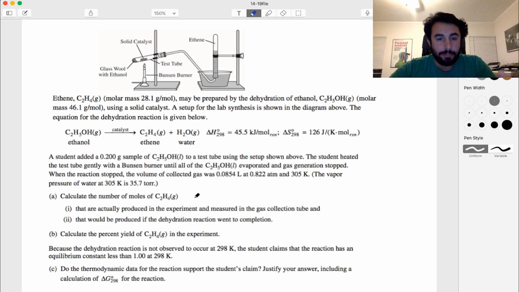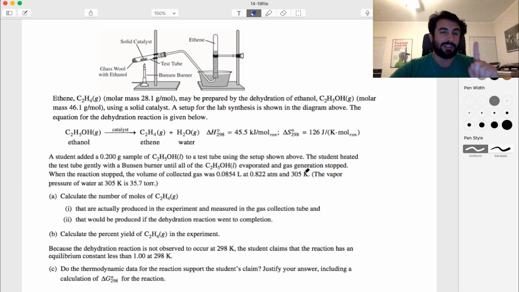Now we want to know the moles produced, and we're given a volume, we're given a pressure, and we're given a temperature, and we're dealing with a gas. So that should tip you off to the fact when you have 3 of the 4 variables in the ideal gas law, you're probably going to use the ideal gas law, right? We know the volume of the gas that we collected, we know the pressure in there, and we know the temperature. So we're going to plug these into the ideal gas law.